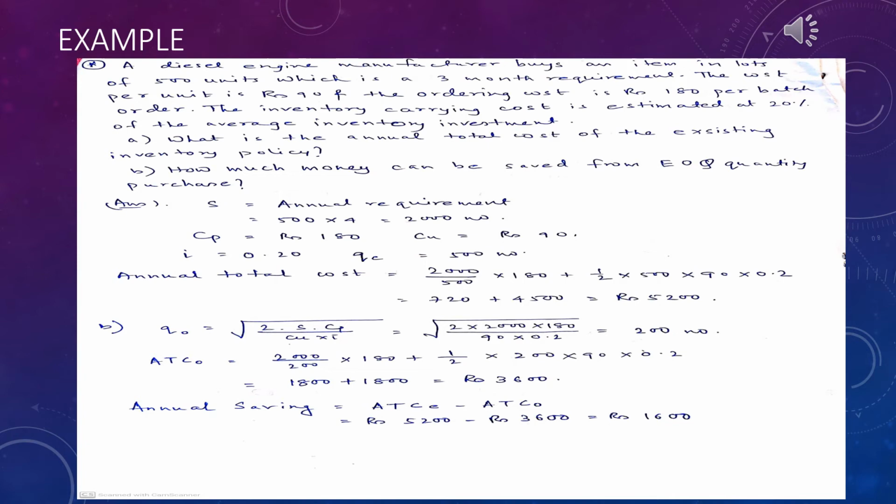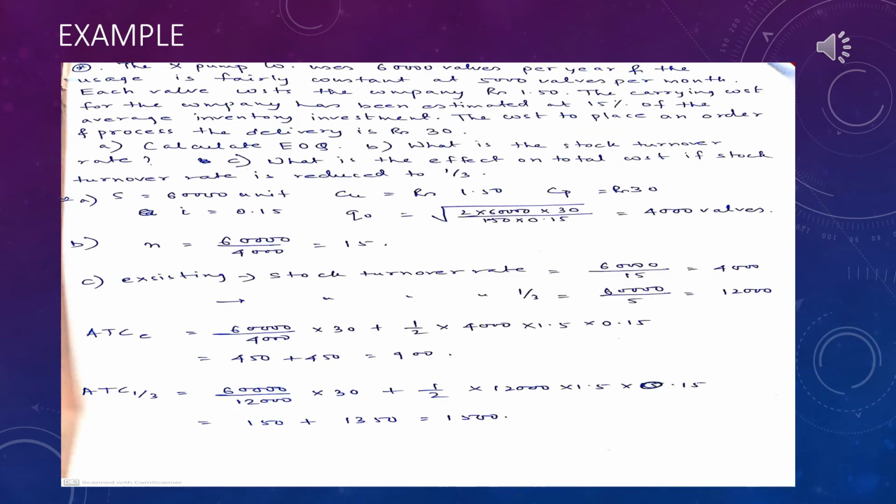So now we can find out that 500 is just changed to 200. I have just changed those two figures, and now the annual total cost, if I order at EOQ, is coming back to rupees 3,600. So the annual saving that the organization is making before ordering at EOQ and after ordering at EOQ, if I calculate the figures here, 5,200 minus 3,600, gives the organization an annual saving of rupees 1,600.